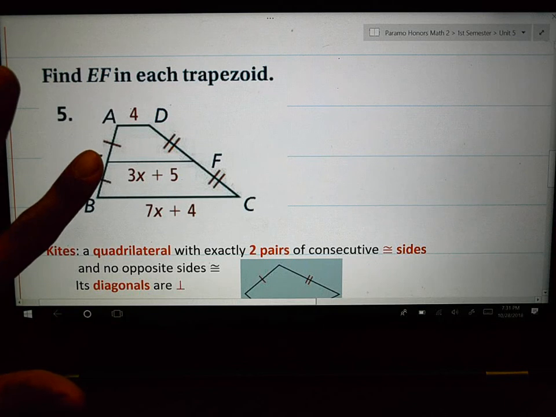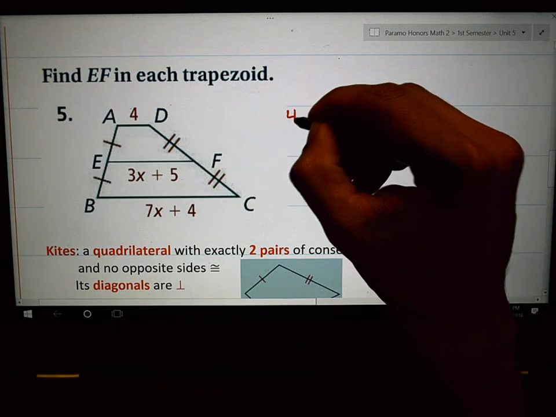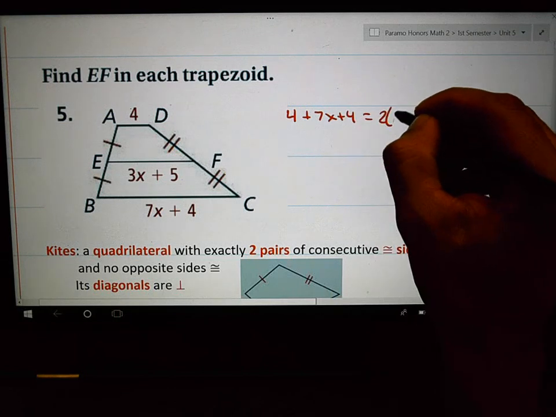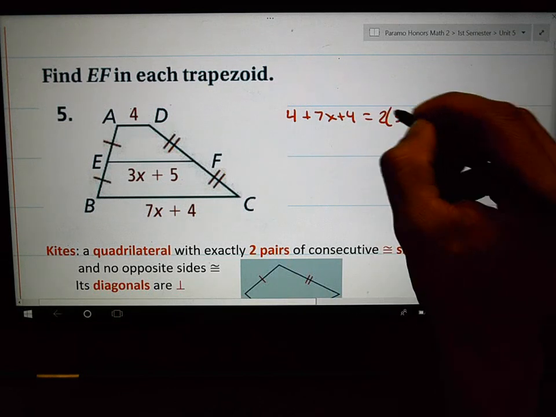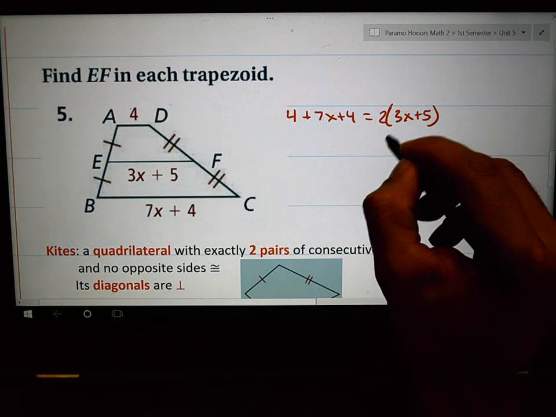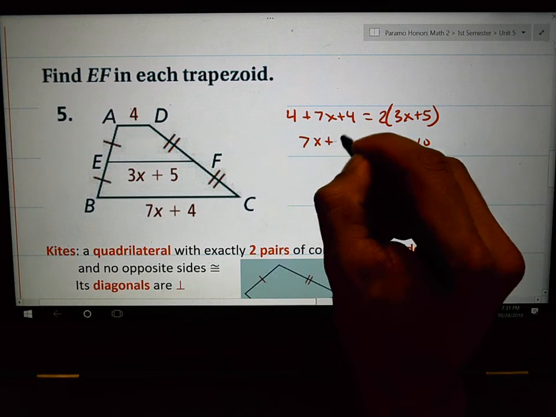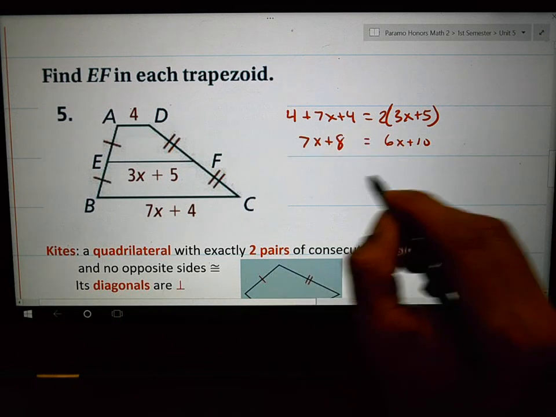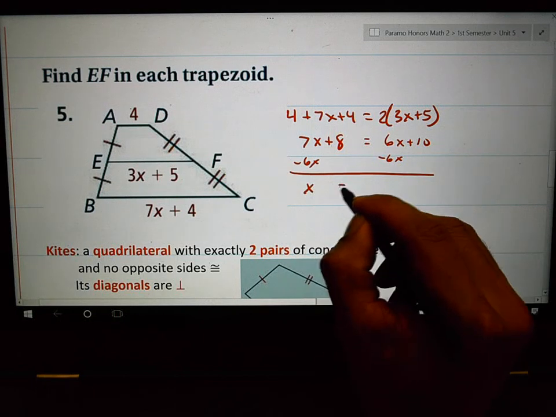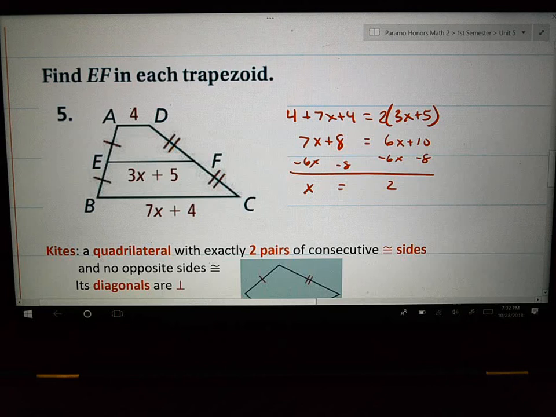They're not equal to each other, but the top plus the bottom equals double the middle. 2 times 3x plus 5 is 6x plus 10. 7x plus 8, putting those together. And subtracting 6x from both sides, I get x. Subtract 8 is 2. X equals 2.